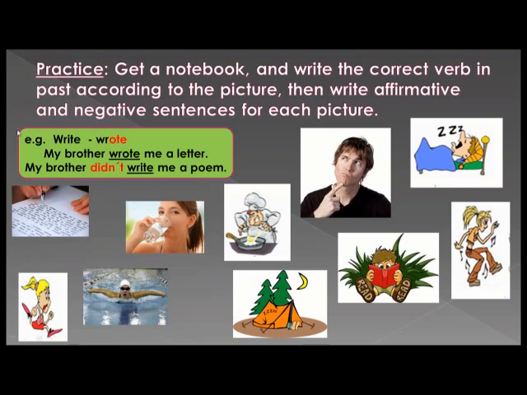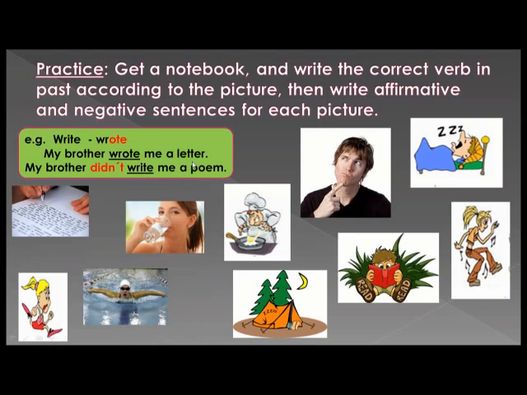Now we have the list of verbs for regular or for irregular verbs. And then I give you an example. My brother wrote me a letter. So over here the verb is in past. The past of write is wrote. Because it's affirmative, I say my brother wrote me a letter. Now in the negative sentence, I'm going to say my brother didn't write me a poem. So I'm saying that what he did, he wrote me a letter, but he didn't write me a poem. It's different to say letter than poem.